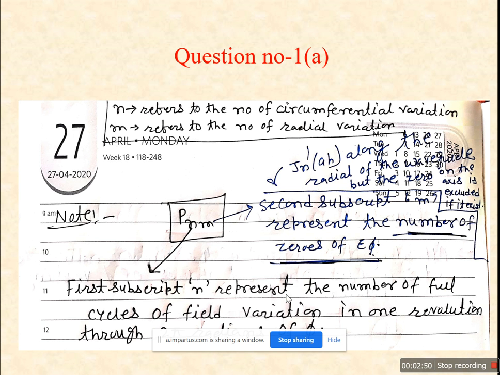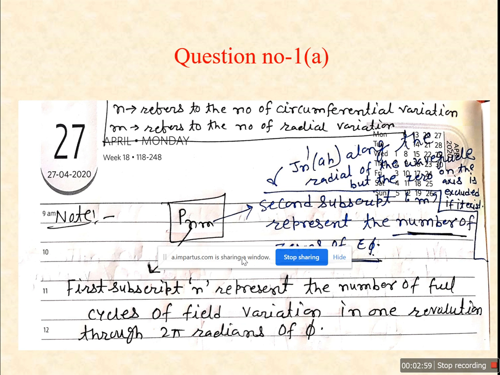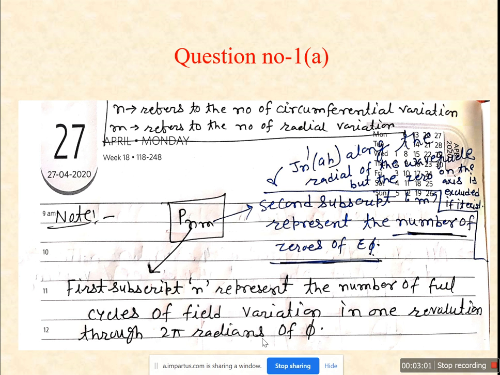The first subscript N represents the number of full cycles of field variation in one revolution through these portions, through 2 pi radians of phi. So always write that N is the circumferential variation only, and M refers to the radial variation. Always write like this.